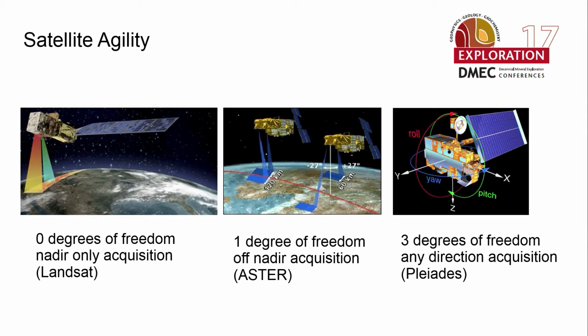So the other kind of big change in satellite imagery is called agility. When you look at satellite agility, the Landsat series and a lot of satellites just look directly under the ground, wherever they're flying. What's underneath them is what you measure. With ASTER and SPOT, they started saying, okay, we want to look side to side so we can get a little bit more coverage. And the latest satellites have 3 degrees of freedom. This is the Pleiades concept. It can look in any direction.